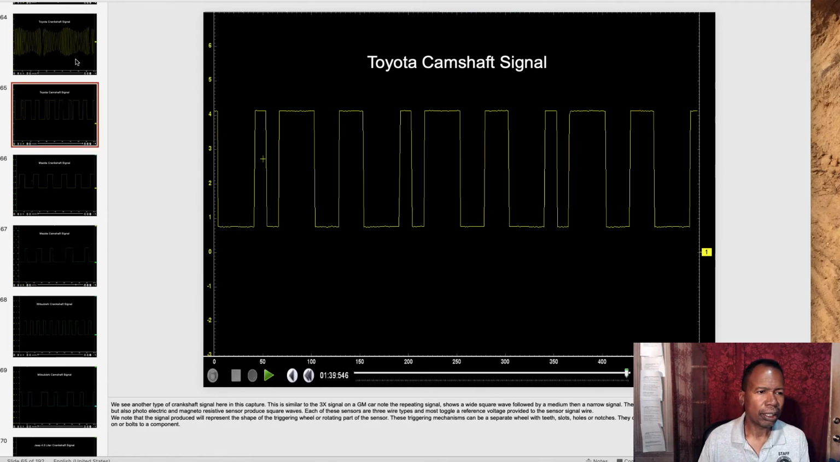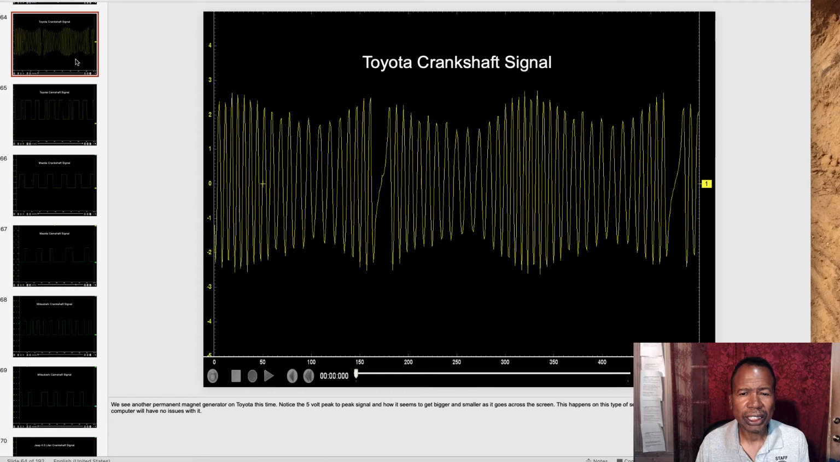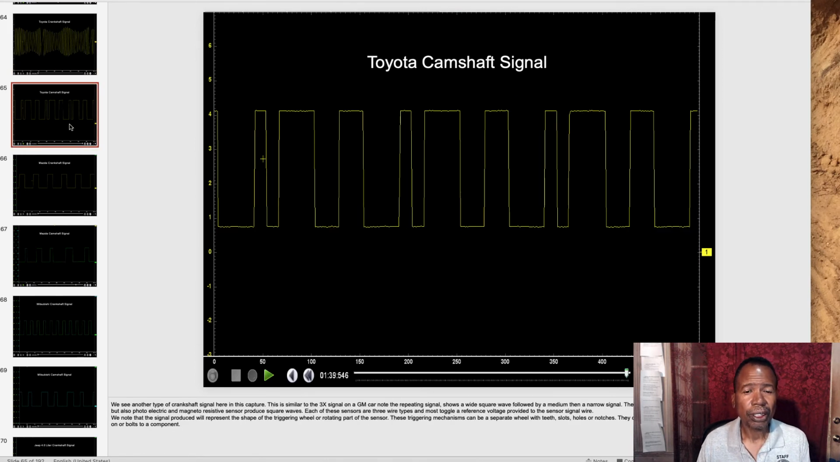Now we have the Toyota camshaft signal. You can see this is a known good waveform, a digital signal with square waves. You can see here we have 3 different sizes, but this is a good waveform. You have the wider one, medium, and small. It's almost like a 3x signal on GMs, and you use the same method for identification.